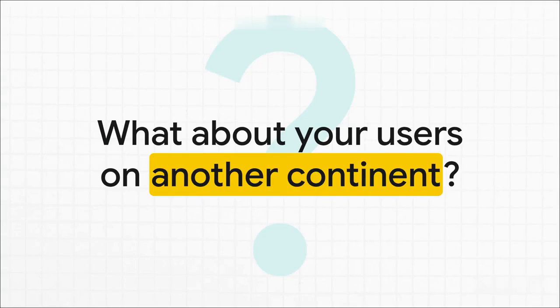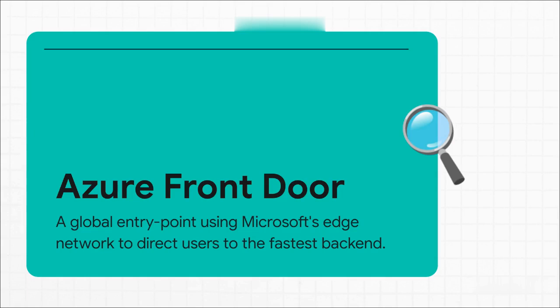That user in Tokyo is still going to have a slow experience if they have to connect all the way to your servers in New York. The laws of physics are a thing. A regional solution, no matter how awesome it is, just can't solve the problem of global latency. We're going to need a new tool for the job. And that tool, my friends, is Azure Front Door.